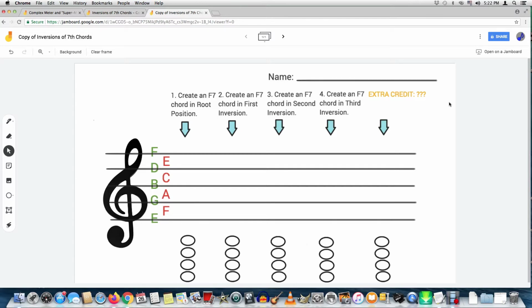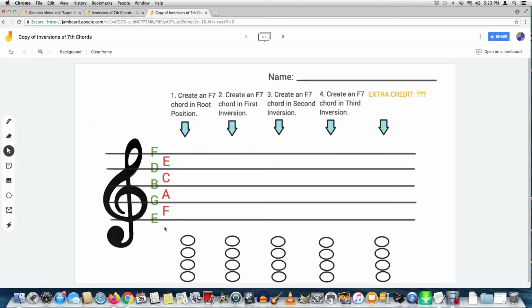So, first of all, as you can see, very similarly to last week's assignment, you have these spaces along your staff to create chords. And instead of just creating three chords this time around, you're going to be creating four different chords. And that's because we're dealing with another type of inversion this week. So last week we dealt with root position, first inversion, and second inversion, because we were dealing with triads. But this week we're going to also be dealing with third inversion. And the only time you get to see third inversion is when you're working with seventh chords. Okay? And there is an extra credit, which you will see this week when you get your assignment.